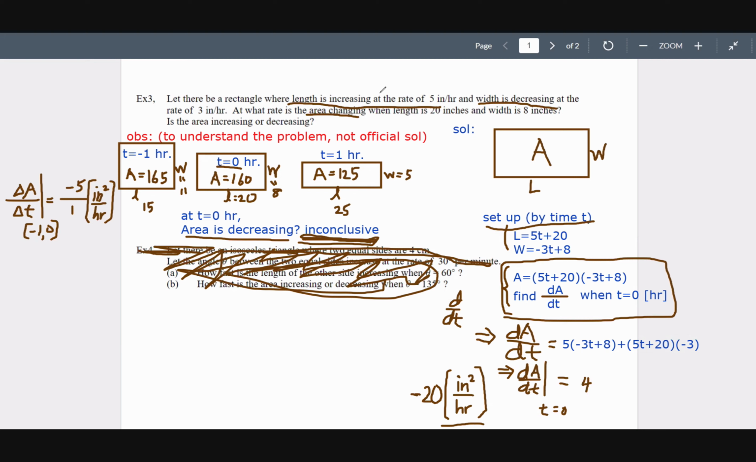Okay, so let me just erase this. I'll just type in all the numbers we get. So what we get is 5 times 8, and then plus 20, and then times minus 3. So if you add up all that, 40 minus 60, that will be minus 20. And the unit will be what? Square inches per hour again. So we get minus 20 square inches per hour.